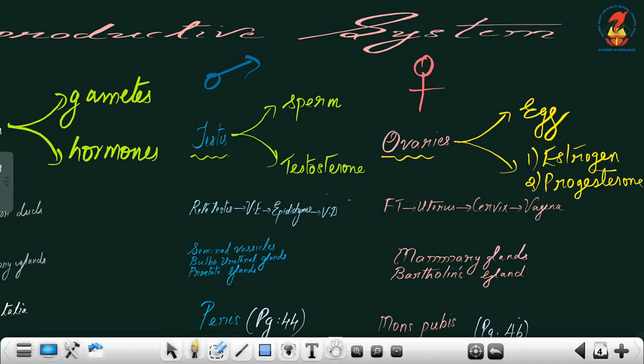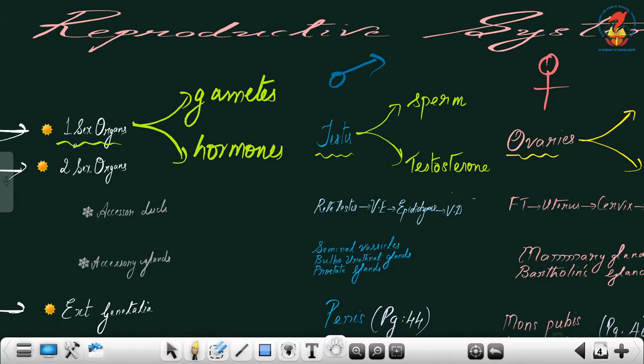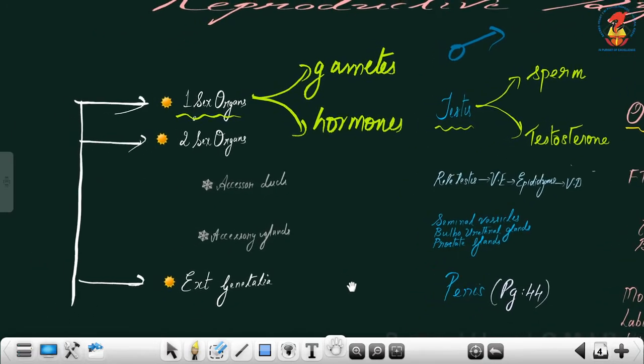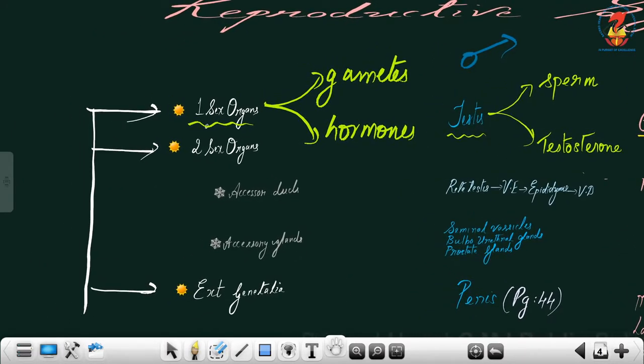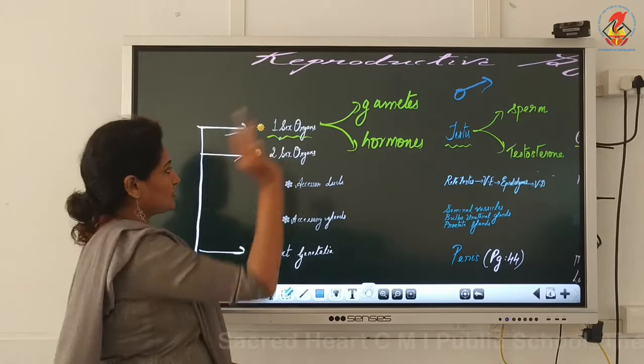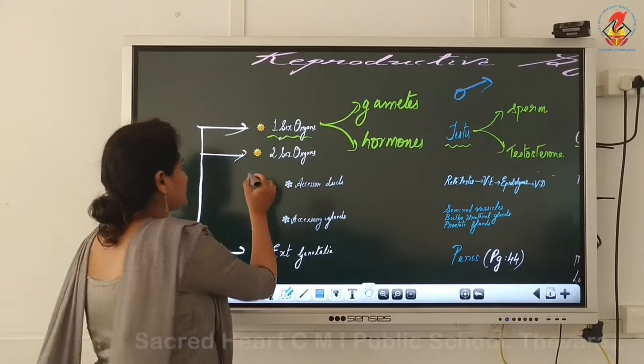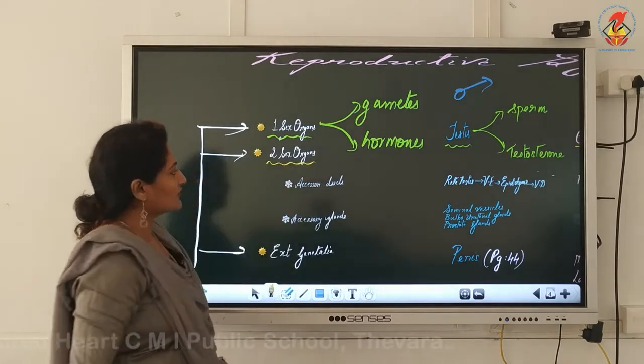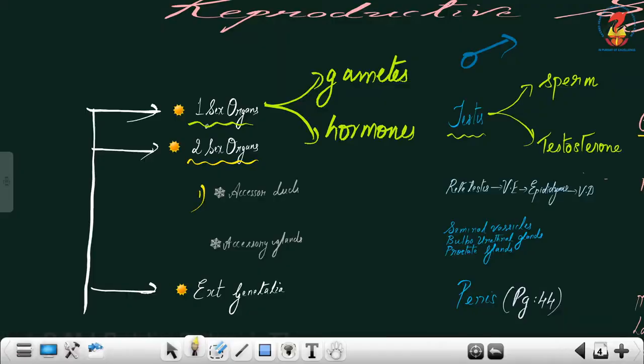Okay, so now what I dealt with is the primary sex organs of both the male and female reproductive system. Now I am going to analyze only the male reproductive system. So, as I told you in the beginning, it involves the primary sex organs. So, I have dealt with it. Next is the secondary sex organs. The secondary sex organs involve 1. Accessory ducts and 2. Accessory glands.